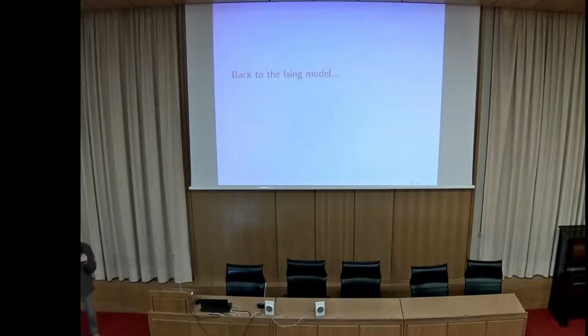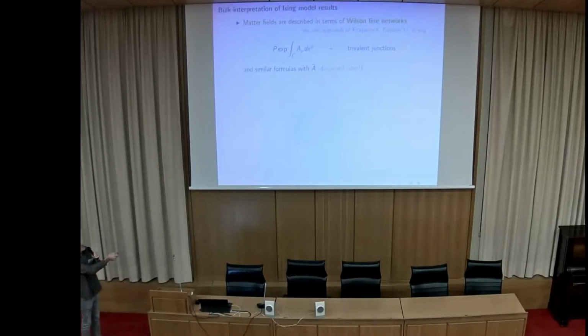Okay, so now we can go back to the Ising model and try to look at how to reproduce those results from the CFT computation in terms of this dual picture of those Chern-Simons gauge fields, which are sitting at the BTZ black hole points. So the general prescription is in fact in terms of Wilson line networks, which are exponentials of A and A bar, and some trivalent junctions which are associated with the OPE coefficients.